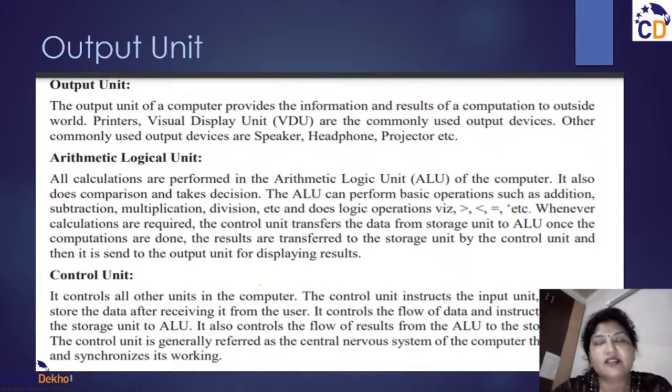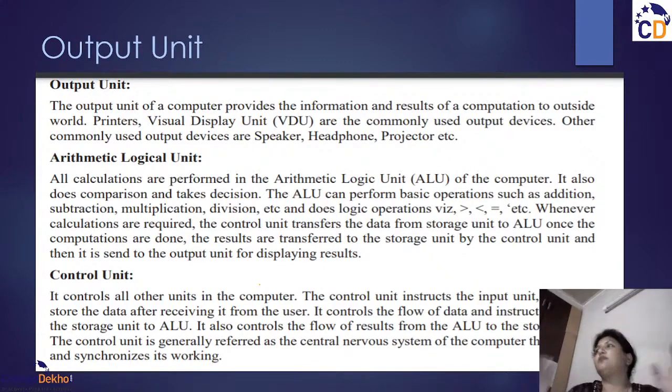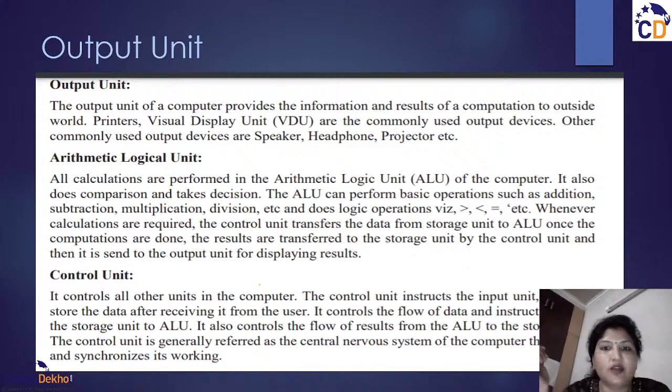Now, let us see some of the units of the computer, that is the arithmetical and logical unit. All the calculations given by the user are performed within the CPU, under the ALU. It also does the comparison and takes the decisions. The ALU can perform the basic operations such as addition. So it has the capability to perform operations, and it also has registers, which let you process and store data using different registers, right?